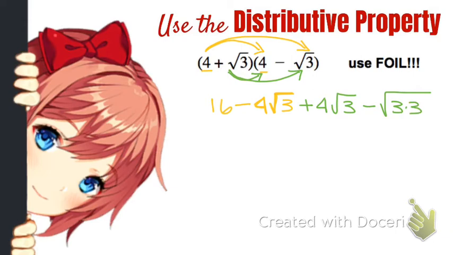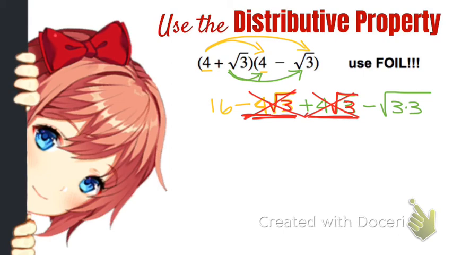Now when we look at this, look to see if there's anything that can be simplified. And hopefully you notice that both of these have a square root of 3. So they are like terms. So if we look at the coefficients, we have negative 4 square root of 3 and positive 4 square root of 3. So if I have one positive and one negative of the same number, they always cancel out to be 0. So I'm just going to cross these off.